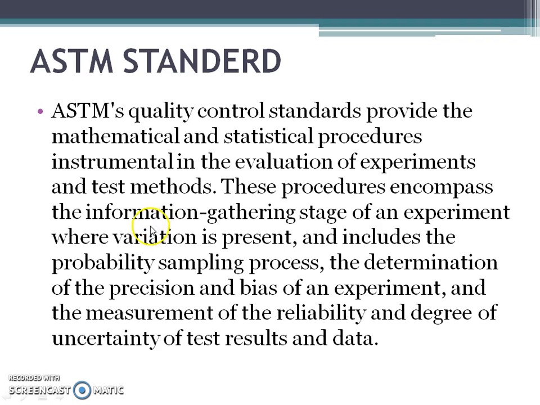ASTM standard, that is the quality control standard. It provides the mathematical and statistical procedures instrumental in the evaluation of experiments and test methods. These procedures encompass the information gathering stage of an experiment where a variation is present, and include the probability sampling process, the determination of the precision and bias of an experiment, and the measurement of the reliability and degree of uncertainty of the test result and data. This is somewhat of the ASTM standards required to follow in your quality control job.